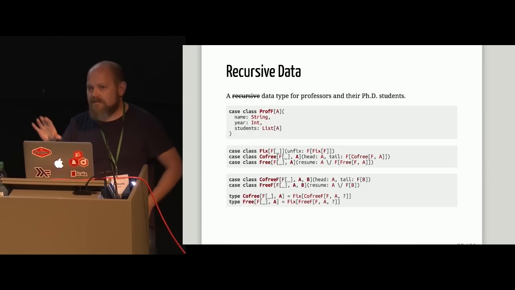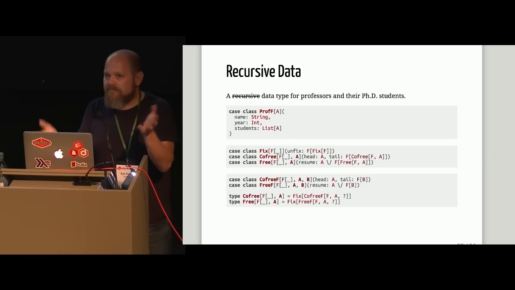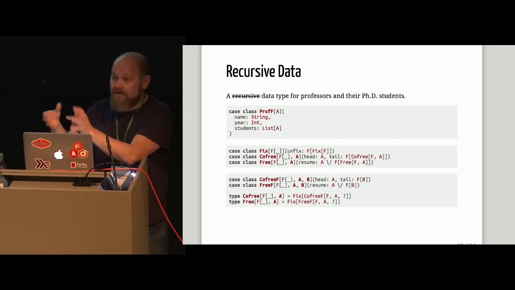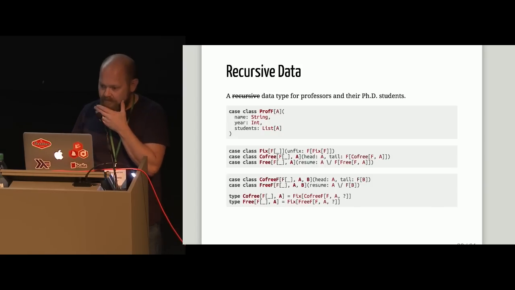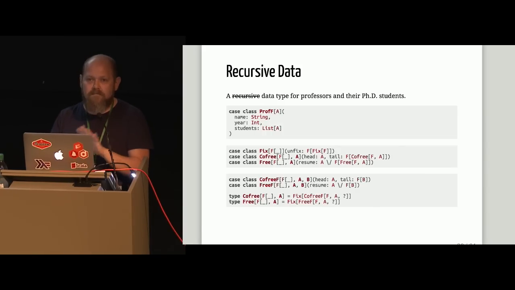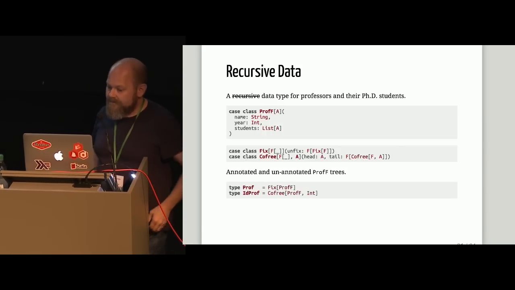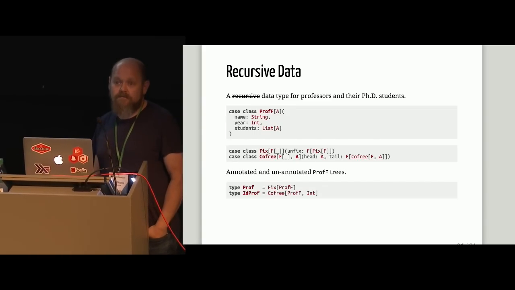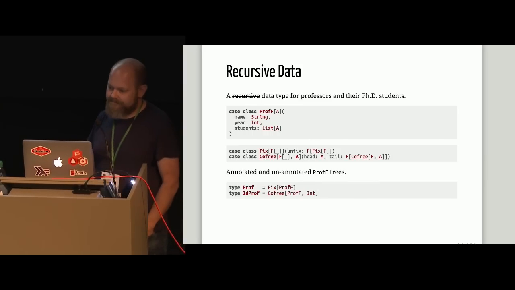I just wanted to get it into your head that there are very general things going on, and if you can abstract over this general stuff, you can do some really powerful things. Okay, so that's enough about that. So back to our problem. Now that we know about these general types, we can define Prof and IdProf trivially. Prof is a fixed point of ProfF, and IdProf is Cofree of ProfF Int.